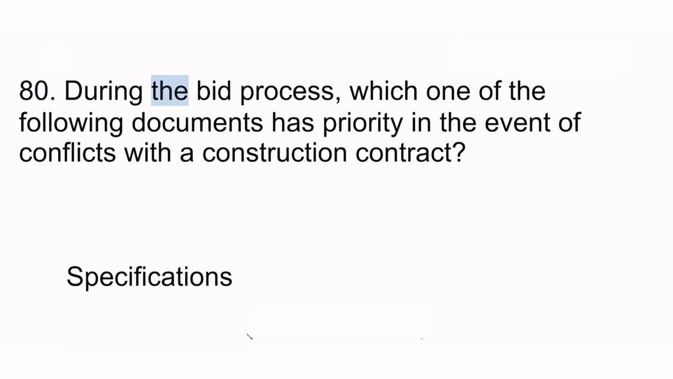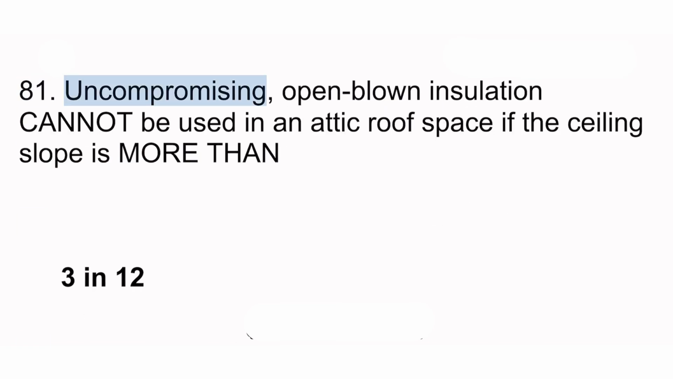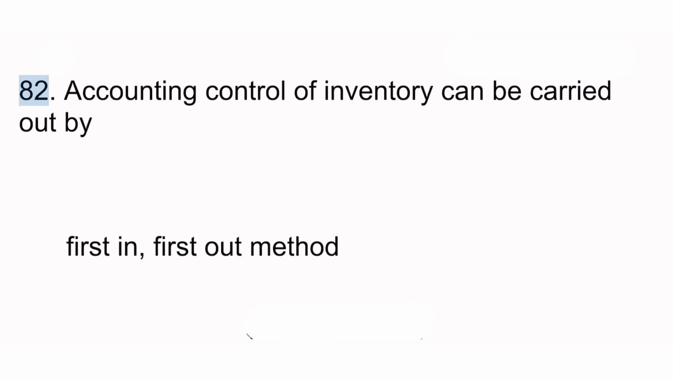80. During the bid process, which one of the following documents has priority in the event of conflicts with a construction contract? Specifications. 81. Unfaced, open-blown insulation cannot be used in an attic roof space if the ceiling slope is more than 3 in 12. 82. Accounting control of inventory can be carried out by the first in, first out method.